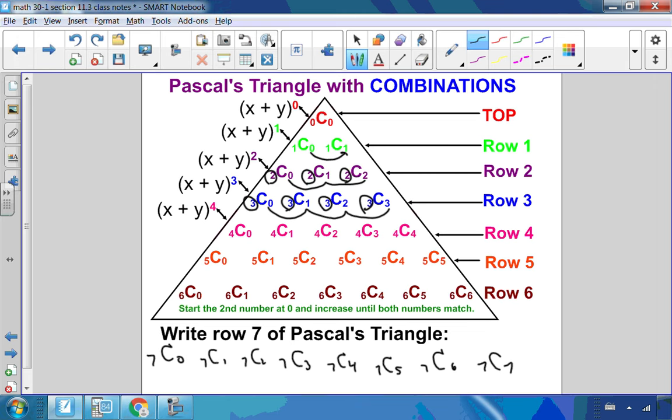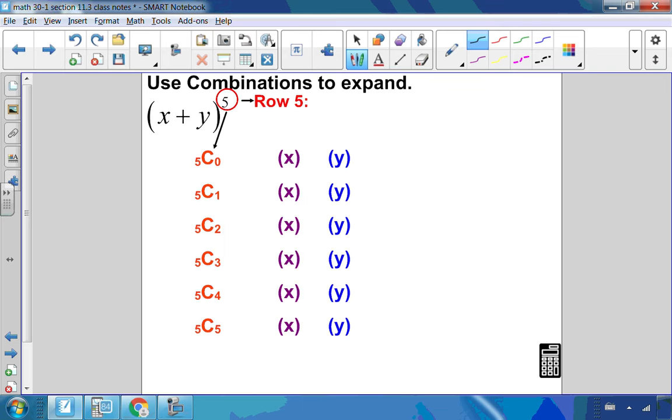So now that we've done this, we don't need Pascal's triangle to write out all the terms from before. So for example, if I have x plus y to the exponent of 5, notice these are all 5c's. So 5c, 0, 1, 2, 3, 4, and 5.